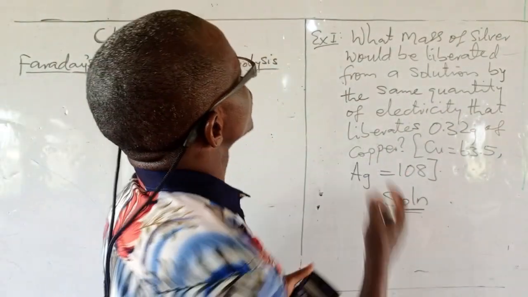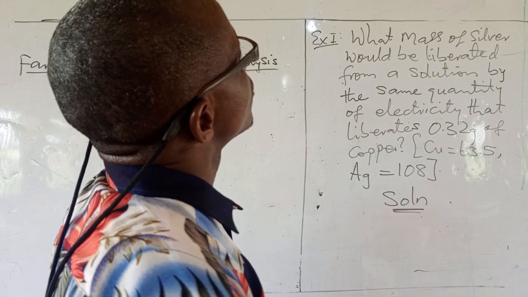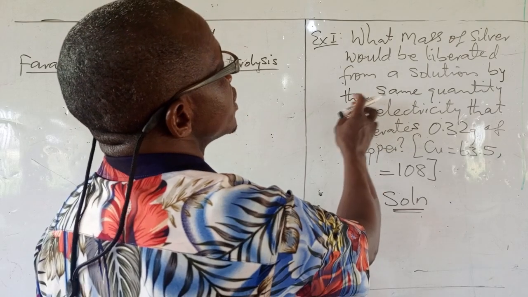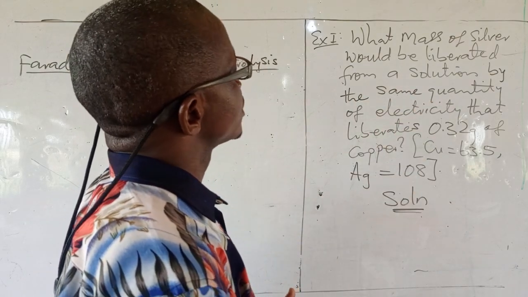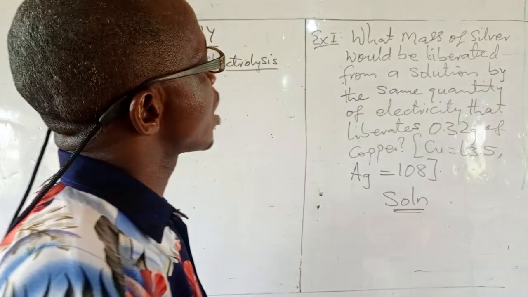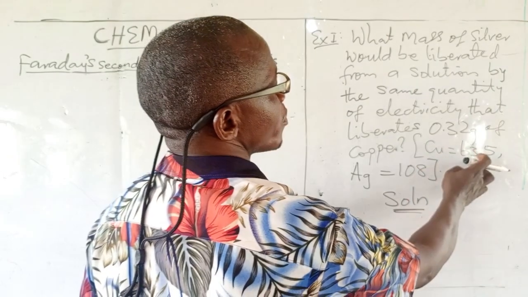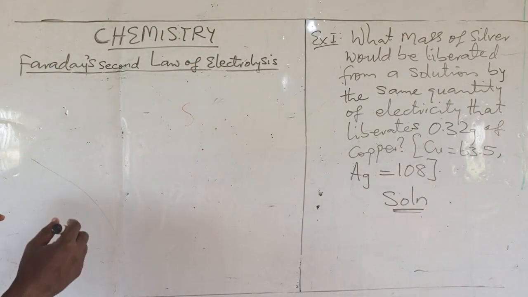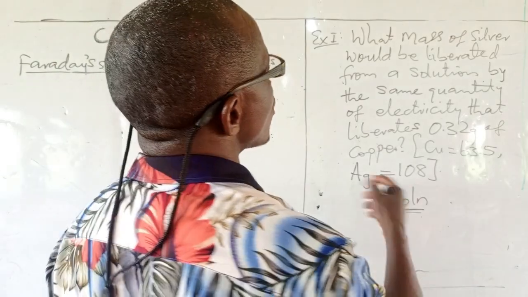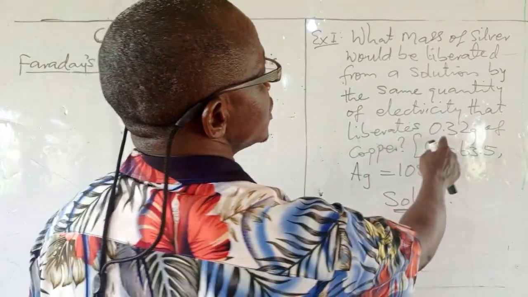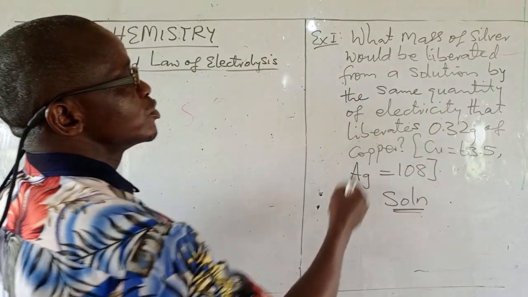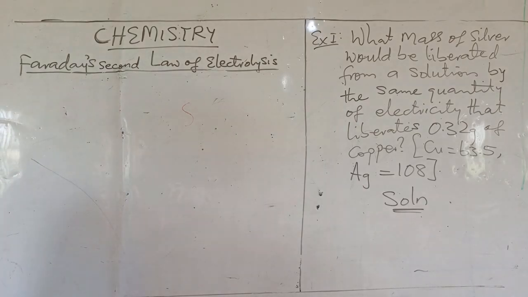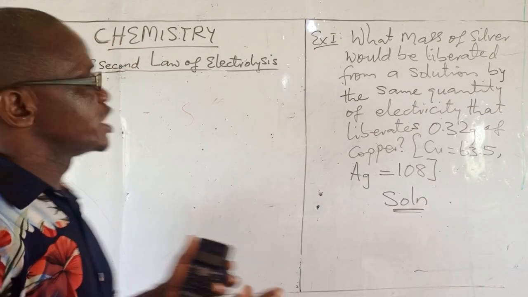Example, let's see what we have. What mass of silver would be liberated from a solution by the same quantity of electricity that liberates 0.32 gram of copper? They have given you the mass of copper, and the mass of silver is what is asked. Now let's see the solution. You start with what you have. Use what you have to get what you don't have. This is the mass of copper. They have given you that, and they are asking you for that of silver. Use the mass of copper first.